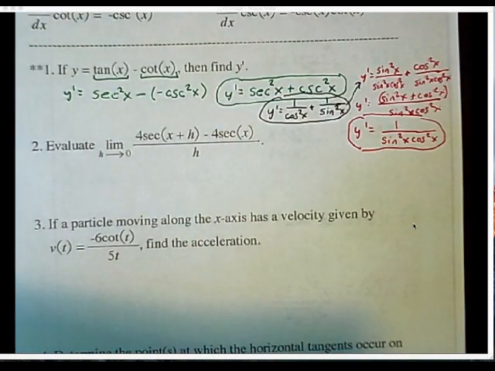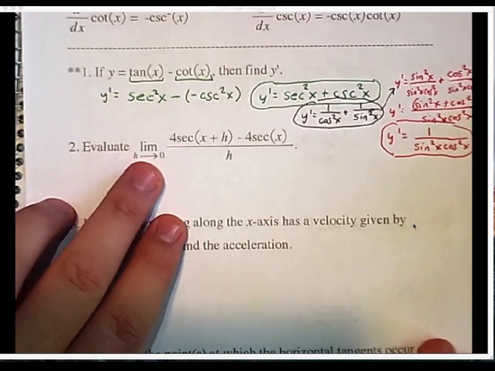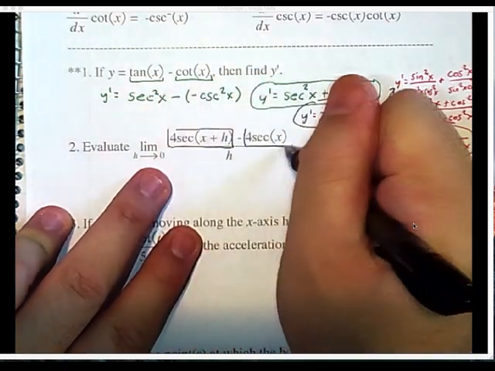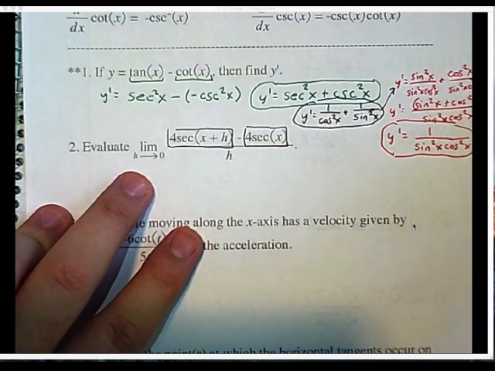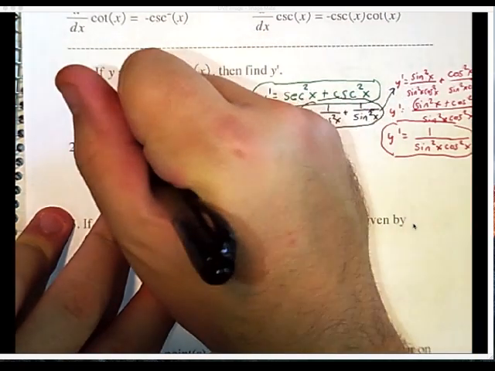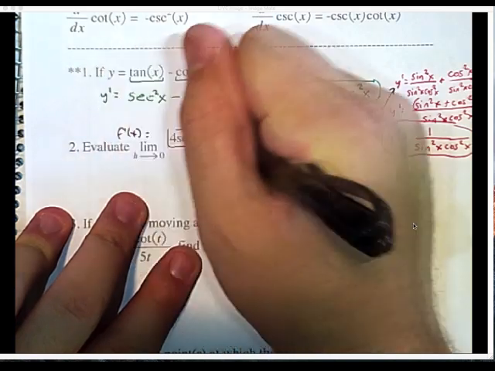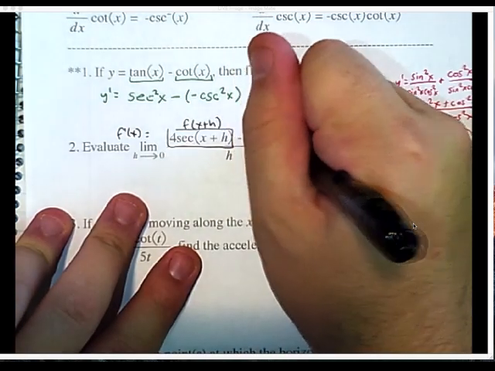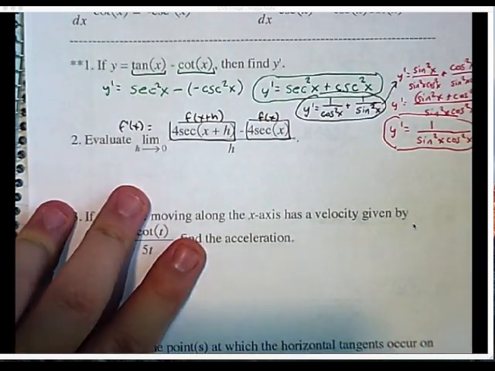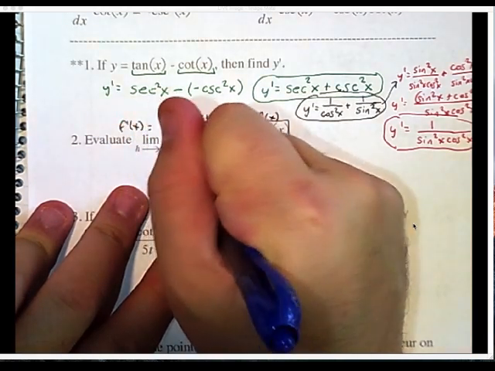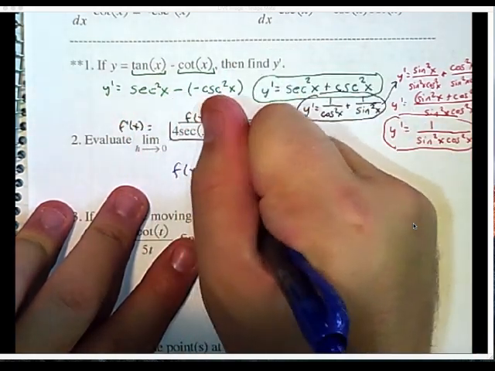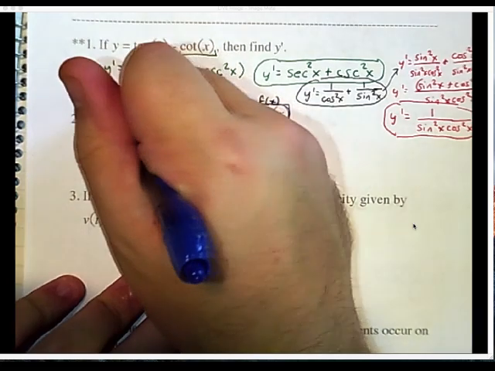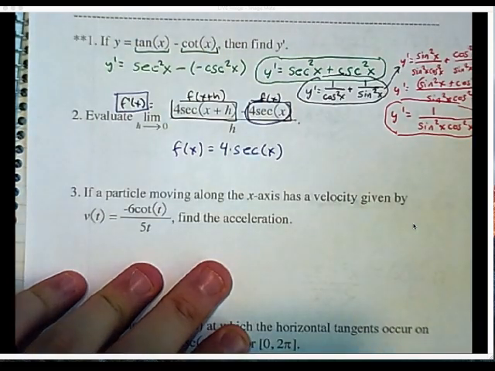Okay, so let's think about problem 2 here. It says evaluate the limit as h approaches 0 of this thing minus this thing over h. Well, if you remember your definition of derivative, f prime of x equals the limit of f of x plus h, that's what that part is, minus f of x all over h. If you look at this part right here, that's what the function is. The function is 4 times the secant of x. What the question's really asking for is f prime. That's what it means by evaluate.